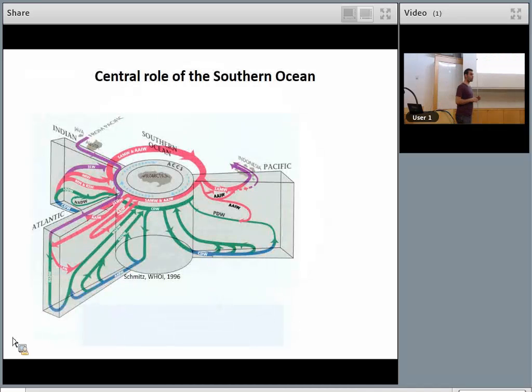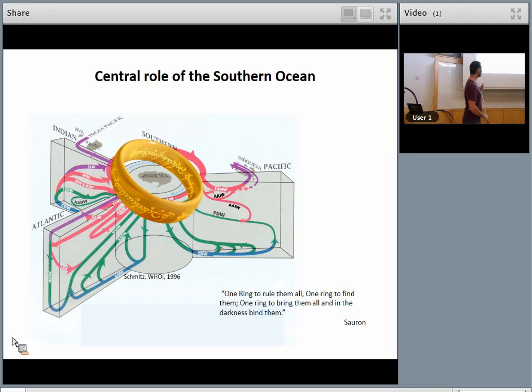And it plays a very large role in the climate system, because it connects all the water masses of the different basins. Here you have a schematic where Antarctica is at the center, and then each sub-basin, Atlantic, Indian, and Pacific. Each of these colored arrows indicates a pathway of water masses at different depths, all being connected back into the Southern Ocean. As a kind of joke, we call it the ring.